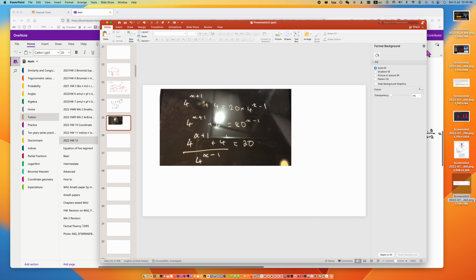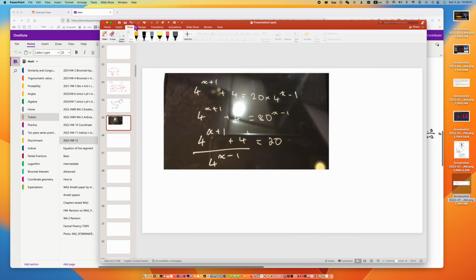Alright, so this is the one. Let me just get this. Okay, so for this one, I think you have a common base. Why? You have this 4^(x+1) + 4 = 20 × 4^(x-1). So what I'm going to do is get the 4^(x+1) into this format. I'm going to get it into this format. So I think after this, you can see that there is a common base, which is base 4.